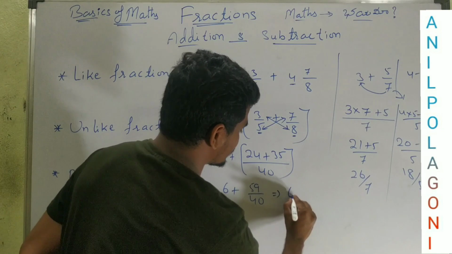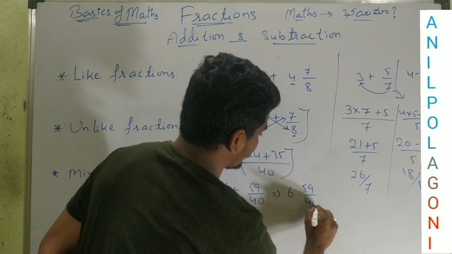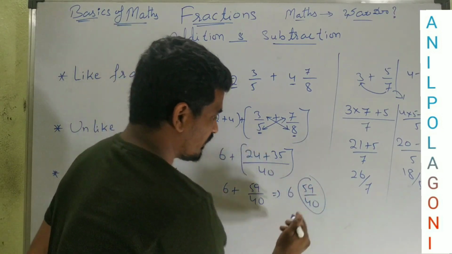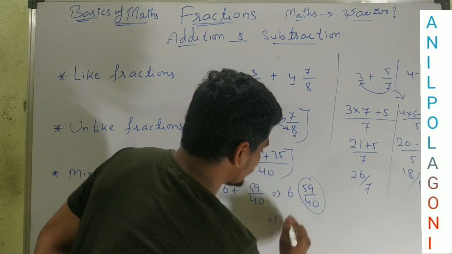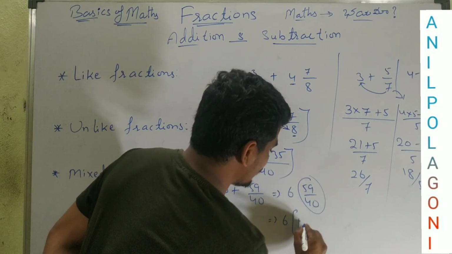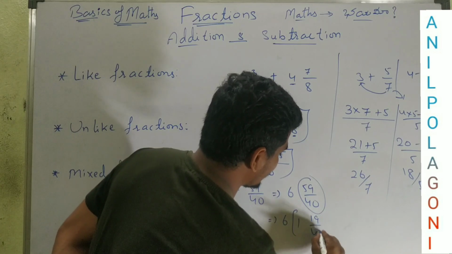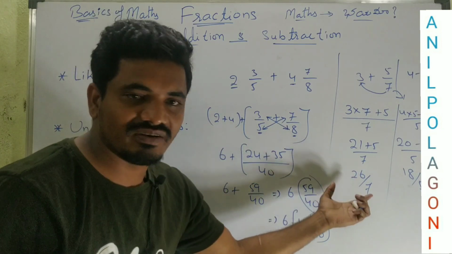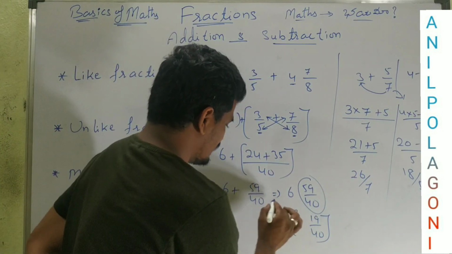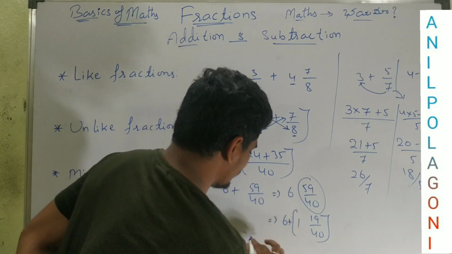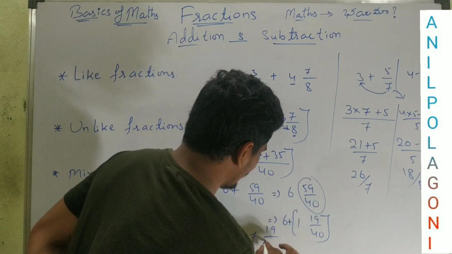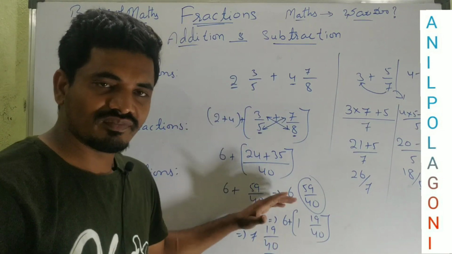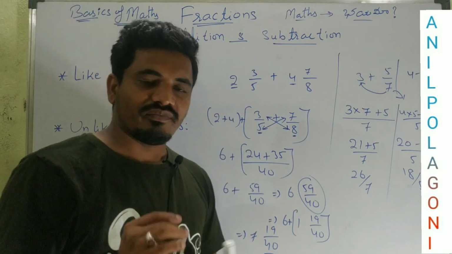Or else we can write just 6 59 by 40. But it should be a proper fraction only. But it is not a proper fraction. So we can write here 6 of this can be written as 1 19 by 40. Why is this? 1 40 is 40, plus 19 will be left here. Okay. Actually we have to take the 1 to the integer place here. 6 plus 1 is 7 we can write. 7 19 by 40. So this is the way to add the fractions.